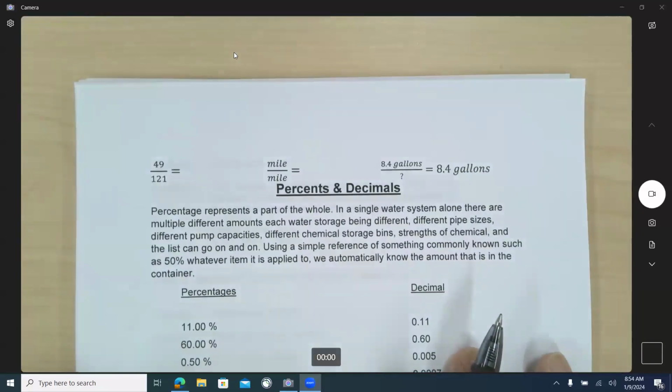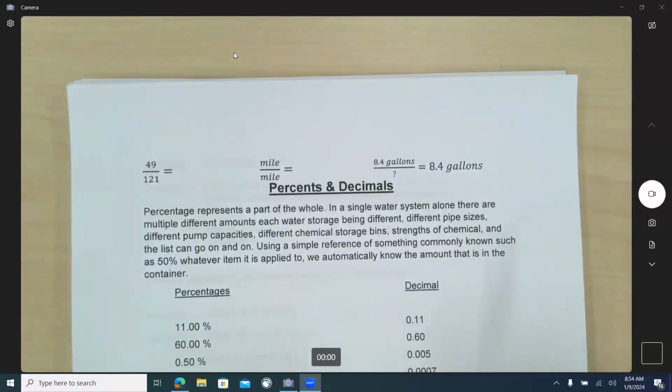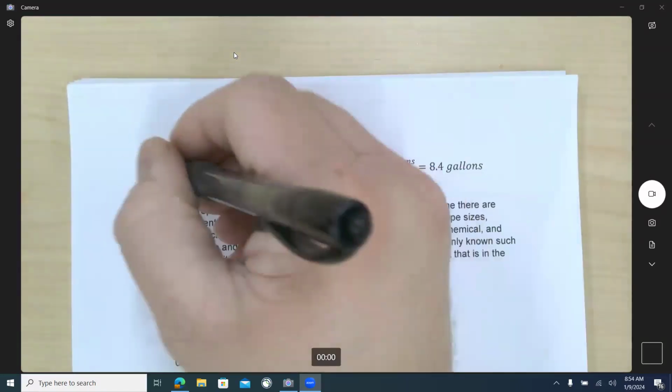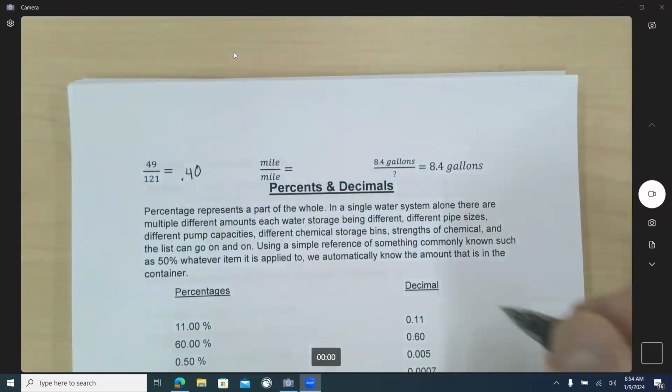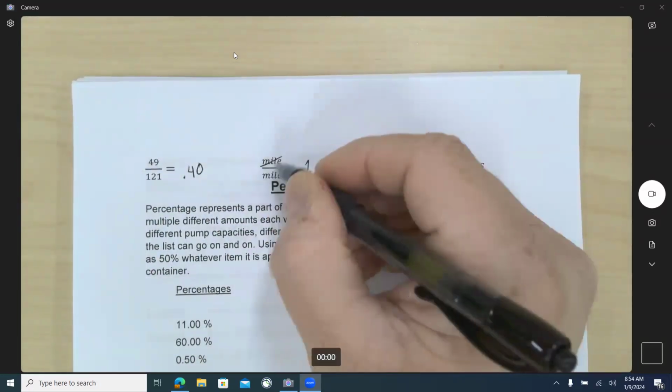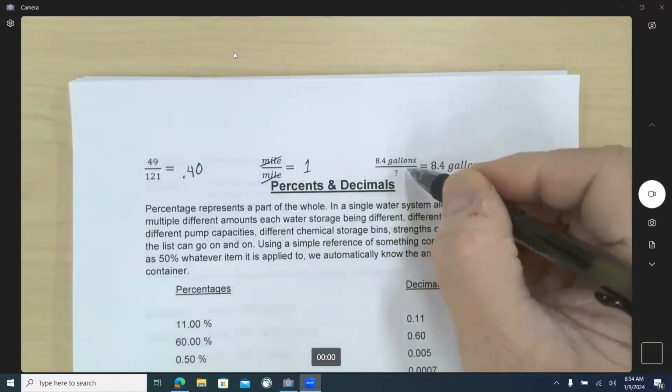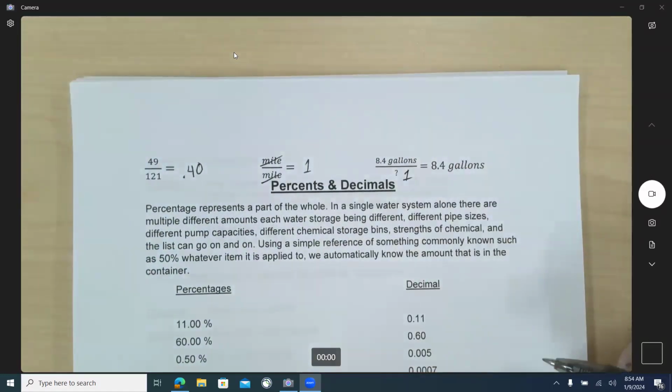So here, 49 over 121. So 49 divided by 121 gives me 0.40. Okay, this would be 1 because these cancel out, and 8.4 gallons over 1 equals 8.4 gallons.